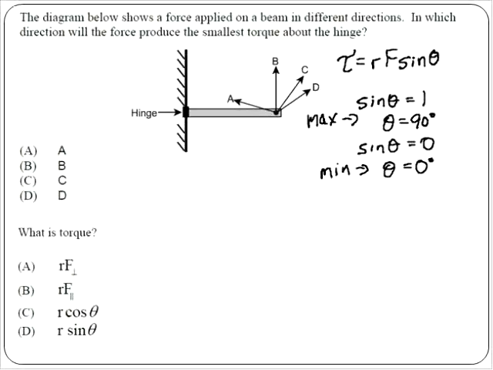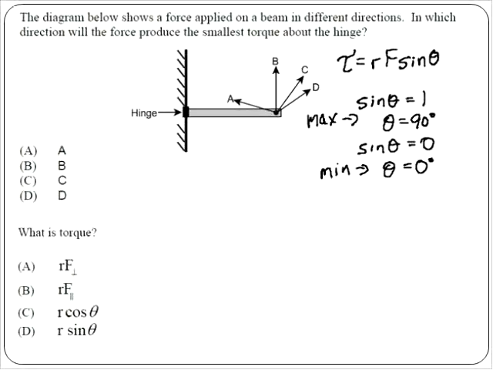So what that tells you is that the smaller the angle between the force and the object, the smaller the torque. If you want maximum torque, you apply the force at a right angle. But that's not what this question is asking, is it? This question is asking for the smallest amount of torque. Well, the smallest amount of torque would be the smallest angle.